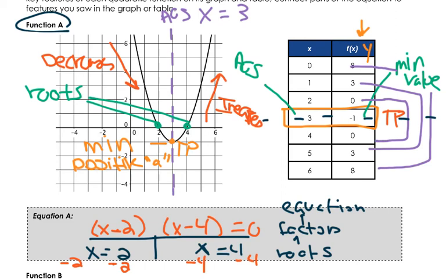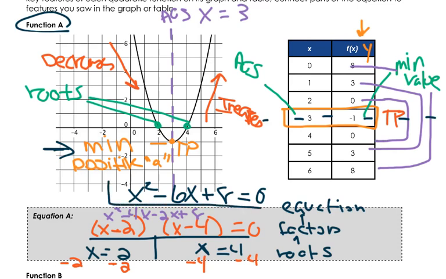And if we're doing the equation, you would have x squared minus 4x minus 2x plus 8. So therefore our equation would be x squared minus 6x plus 8 equals 0. And because we know we have a minimum value that a is positive and a is positive here, so therefore that is our equation.